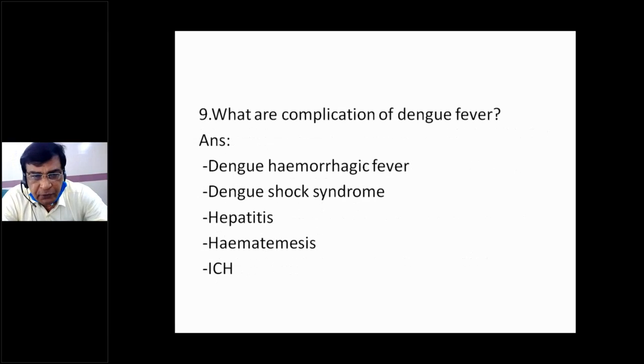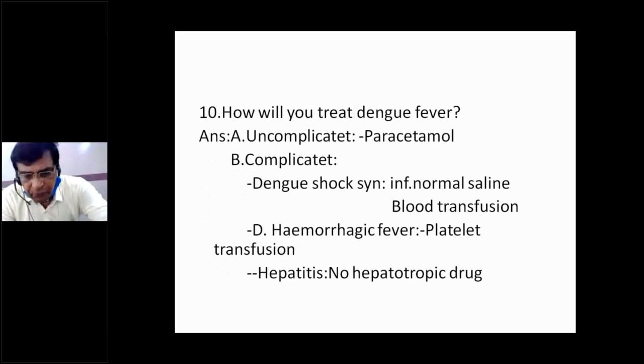What are the complications of dengue fever? Dengue hemorrhagic fever. If dengue causes hemorrhage in the form of purpuric spots, epistaxis, subconjunctival hemorrhage. It can cause hematemesis, it may cause intracerebral hemorrhage. So then it is dengue hemorrhagic fever. But if dengue causes hemorrhage and at the same time produces hypotension, it is called dengue shock syndrome. Hepatitis also occurs as a complication of dengue fever.